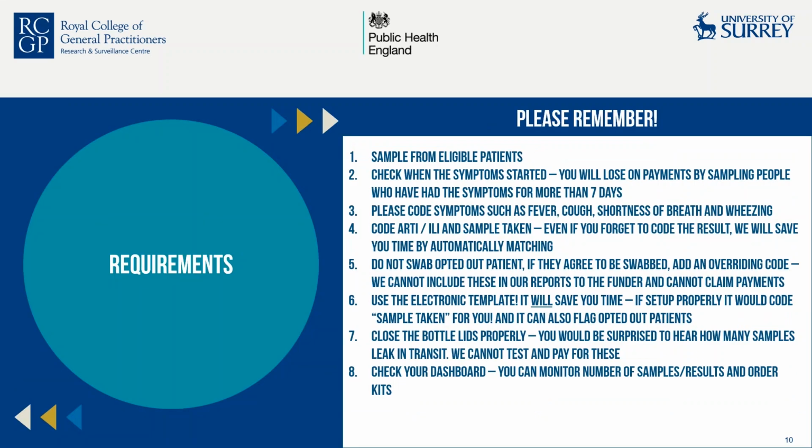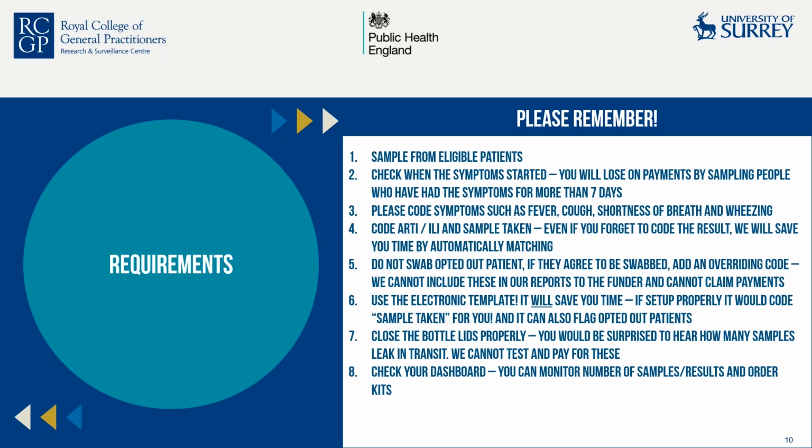Now, this slide just gives you an overview of the requirements of the study, so please feel free to print this page for a quick reference. So please swab from eligible patients. So these are the 4 categories that I've discussed in the previous slides. However, as mentioned before, if you do see a patient who isn't in the 4 categories and shows acute symptoms of influenza-like illness, you can swab them. We will pay practices for these samples. However, we would like the majority of the samples coming from the 4 eligible patient categories.